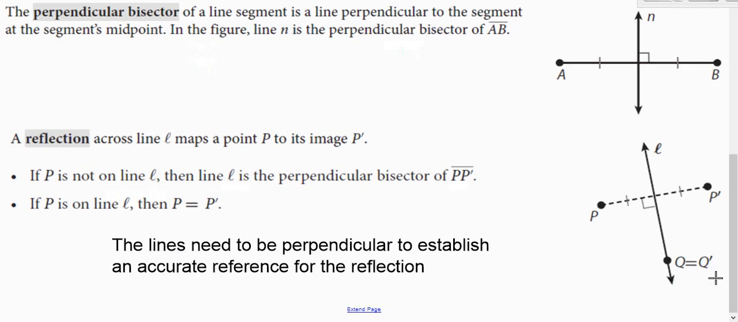So a reflection just maps it over whatever line we're reflecting over. So it needs to be perpendicular, so you have the accurate reference for it. And it's also going to be the same distance on both sides. So that's where the midpoint or perpendicular bisector came in, because it's going to be the same distance on each side of the line that we're reflecting over.